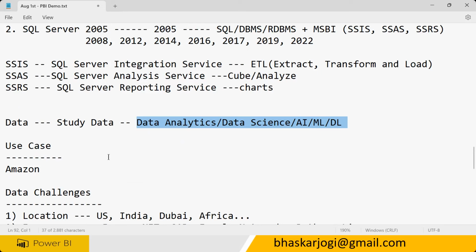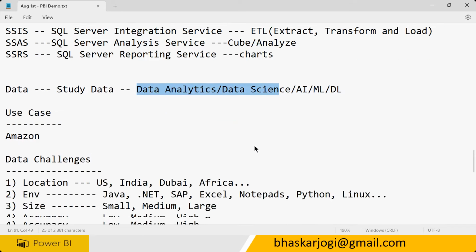The source is what? Data. Data is the raw material. If that data is not clean data, tomorrow you cannot blame anybody. Clear? So it is important that you clean the data before doing data analytics or data science. Now, these are the challenges.